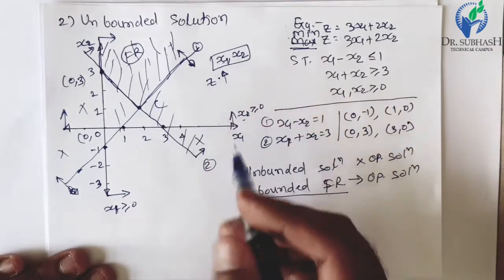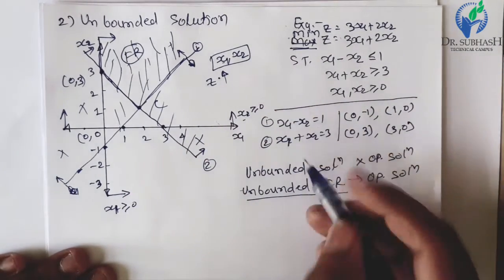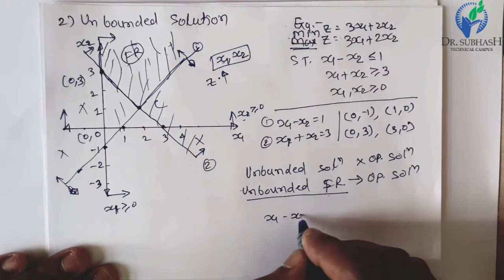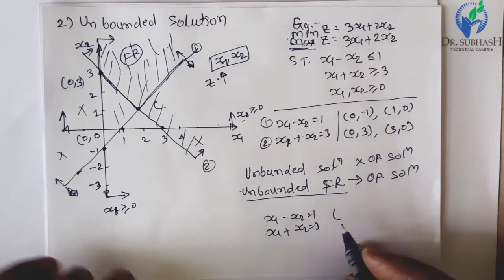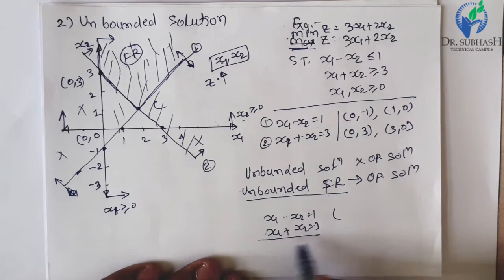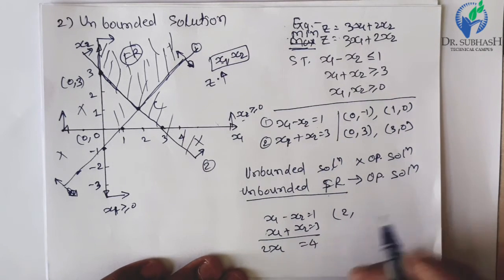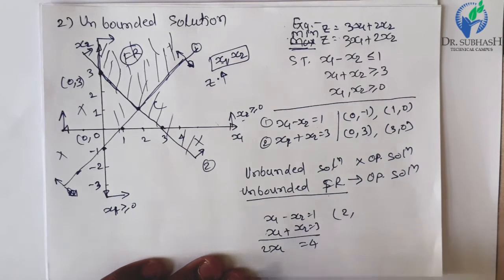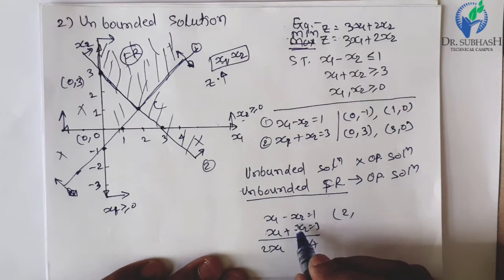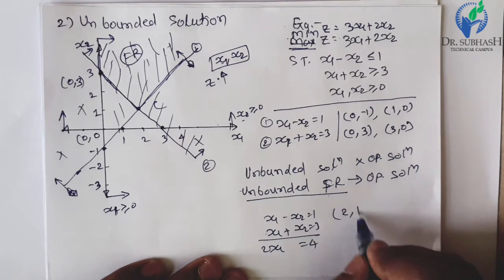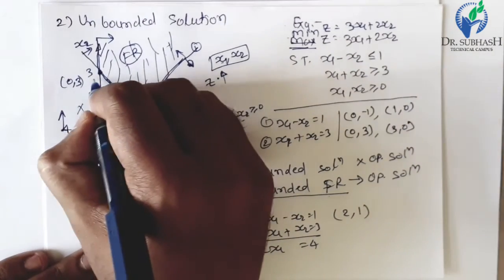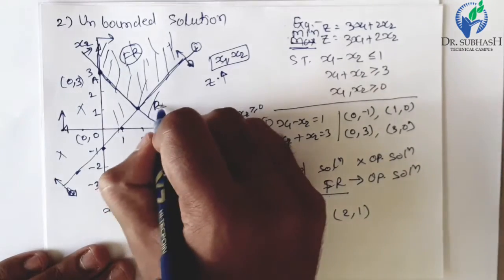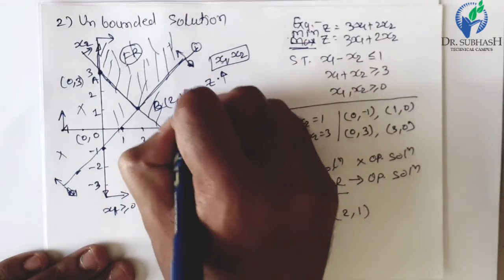The other extreme point you can calculate by solving these two equations, x1 minus x2 equal to 1 and x1 plus x2 equal to 3. If we sum them, 2x1 equal to 4, so x1 equal to 2, and the value of x2 equal to 1. So 2 and 1. So let's give the numbering: this is A, and this is B, and the value of B is 2 and 1.